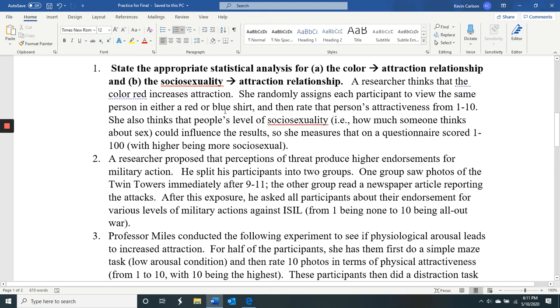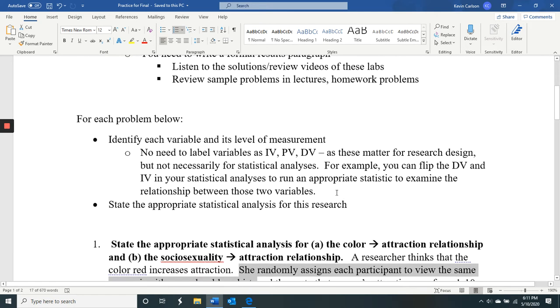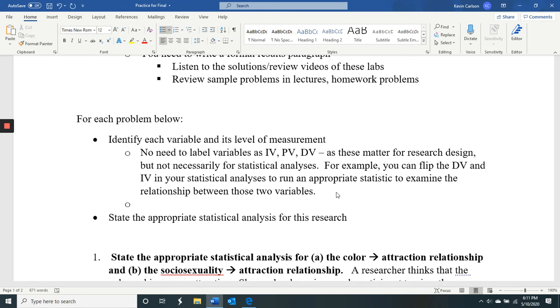So color, right here. So in this study, the researcher is presenting people in red shirts or blue shirts. And in this case, let's just start with that first. So red shirt, blue shirt, and actually I'm going to put something else. Because really you also need to know what the research design is.